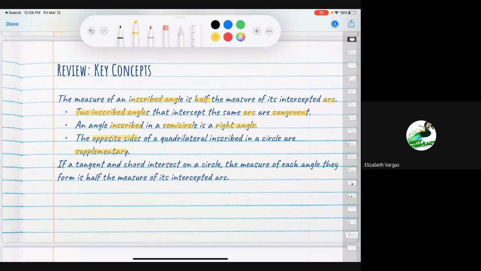And this one, if a tangent and a chord intersect on a circle, the measure of each angle they form is half the measure of its intercepted arc. Right? These are basically just a synthesis of all the different theorems that we looked at today.